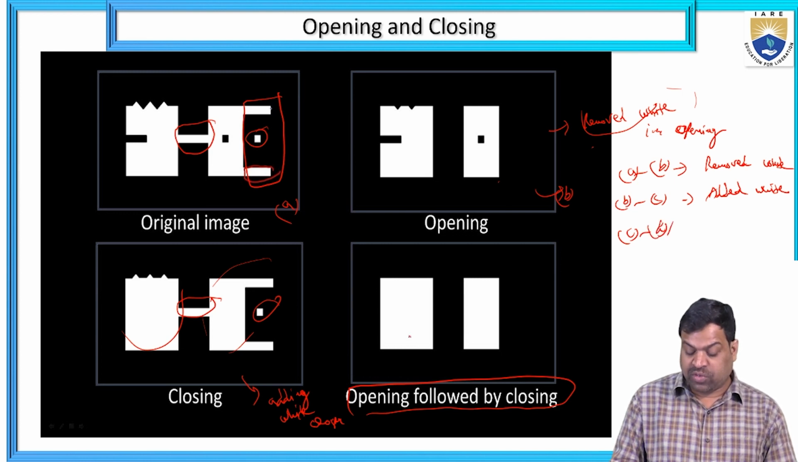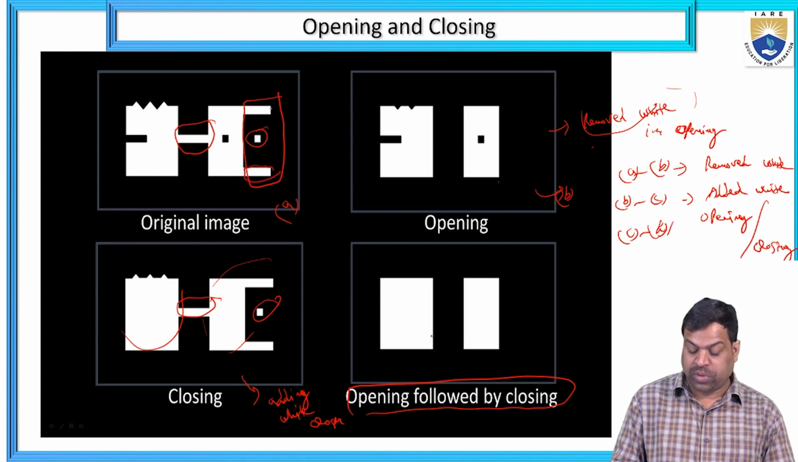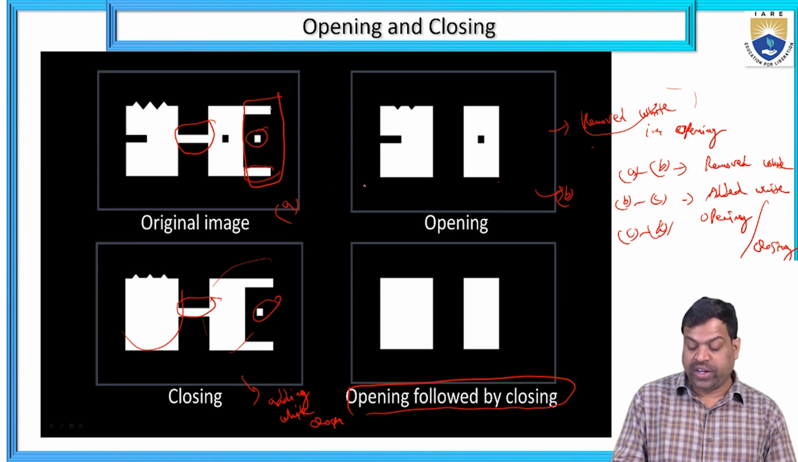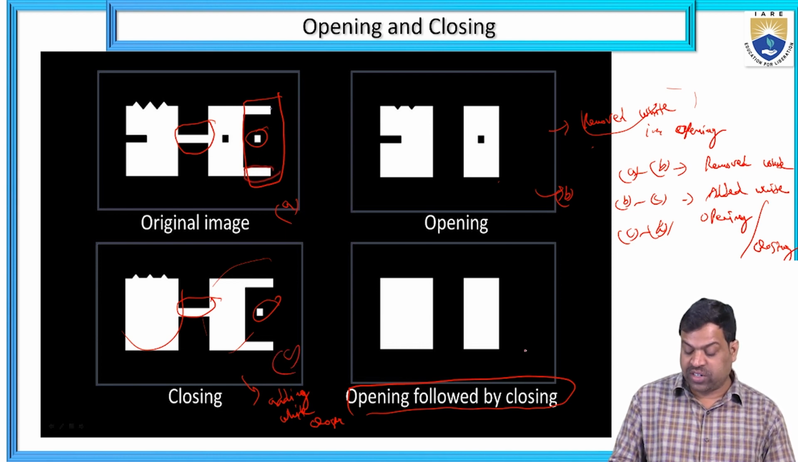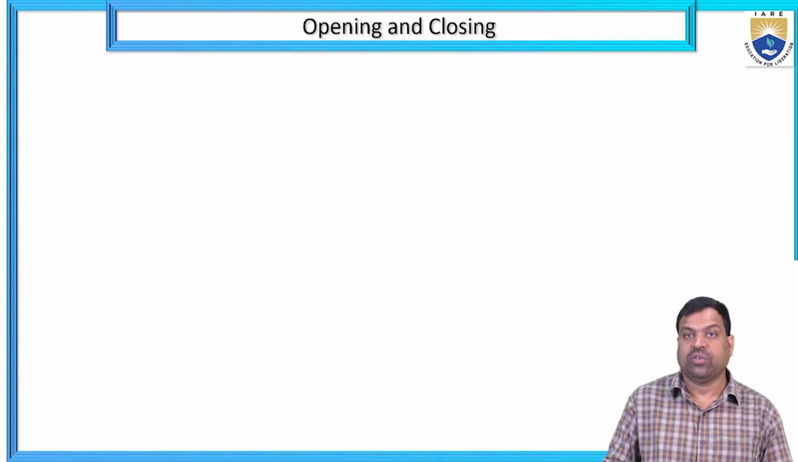So figure C to D, what has happened? Opening followed by closing. So figure A to B, what is happening? Figure B to C and C to D, what is happening? That is the important thing about opening and closing.